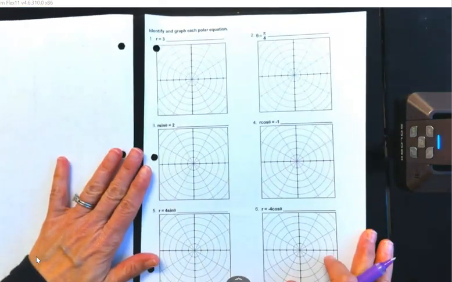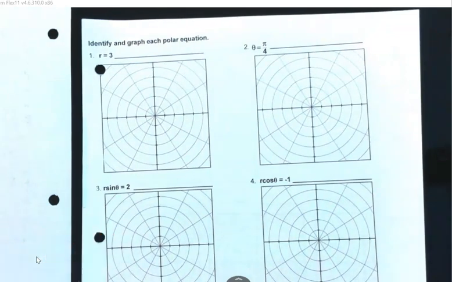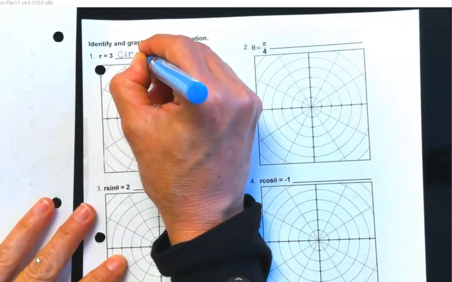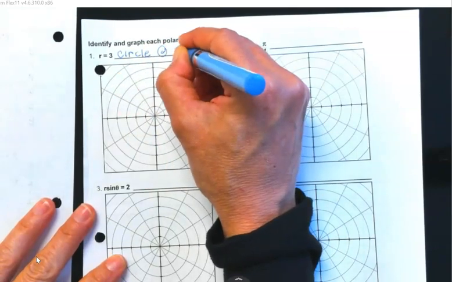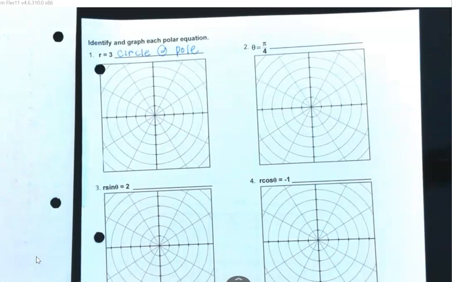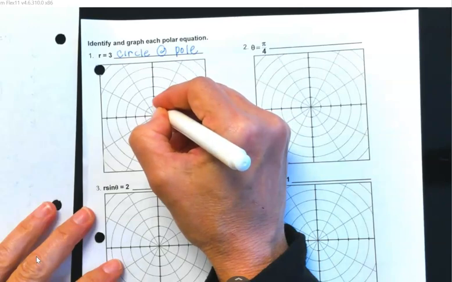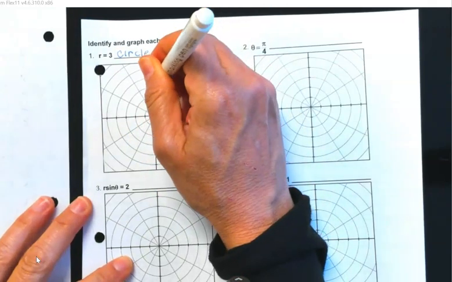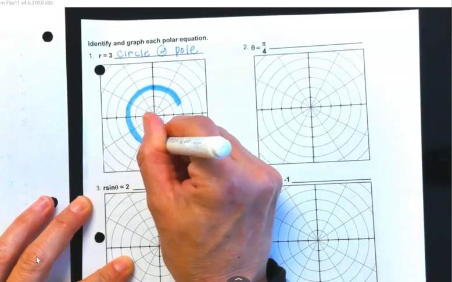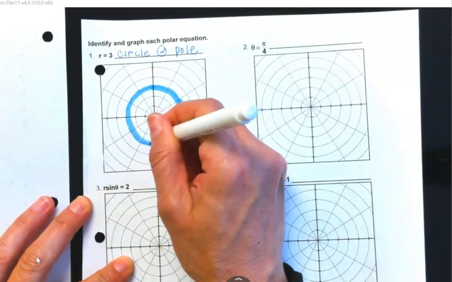Let's do page 13 together. So on page 13, for number 1, we have r equals 3. So remember, for r equals 3, that is just going to be a circle on the third ring. So I'm going to write circle, and it has a center at the pole. So I'm just going to write at pole. And remember, it is literally just 3 rings out. 1, 2, 3. So we are going to trace this because that's the equation of the graph.